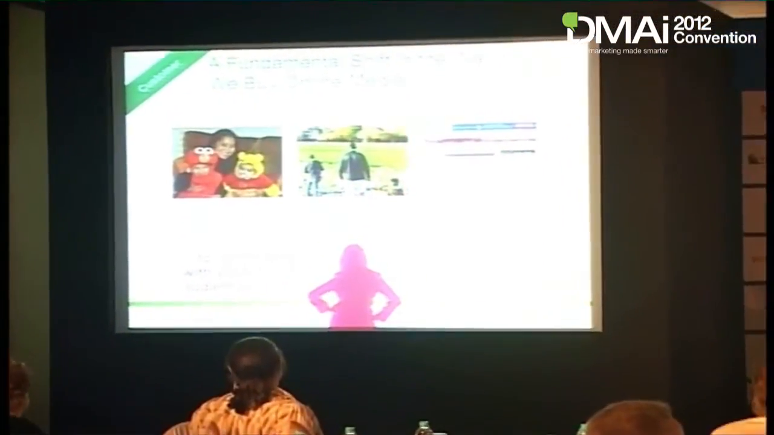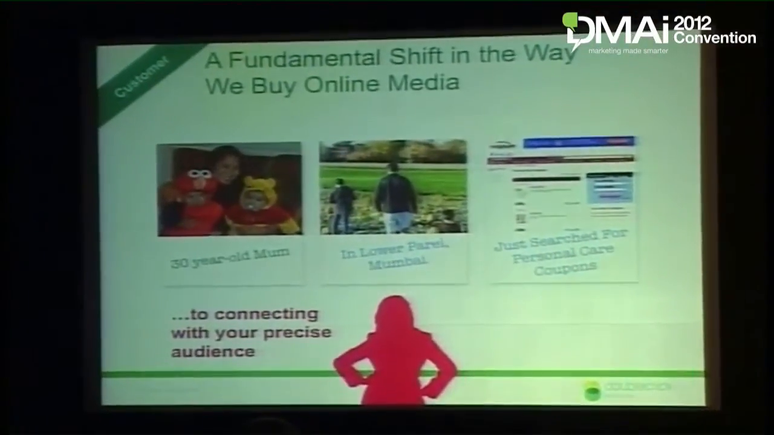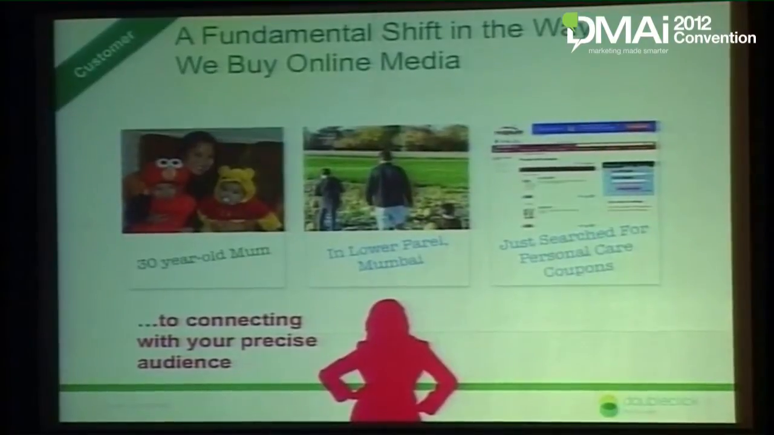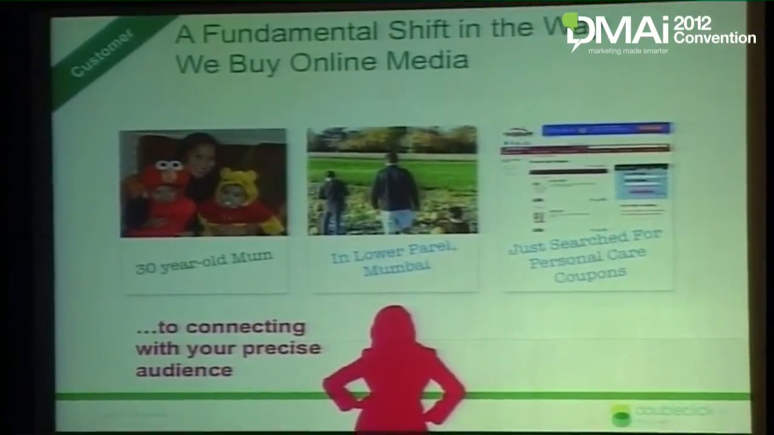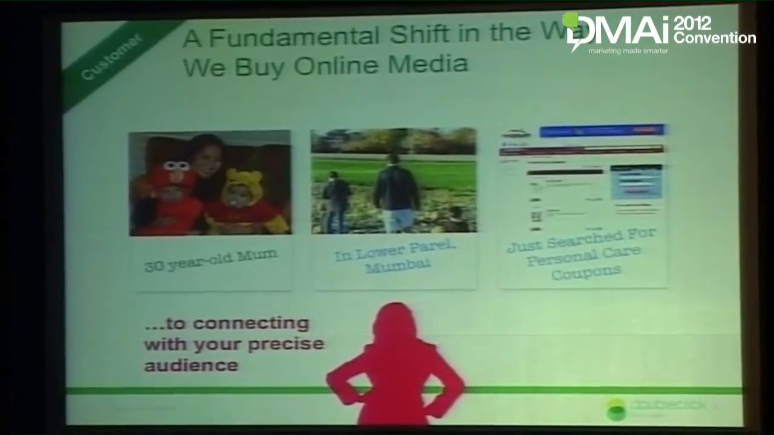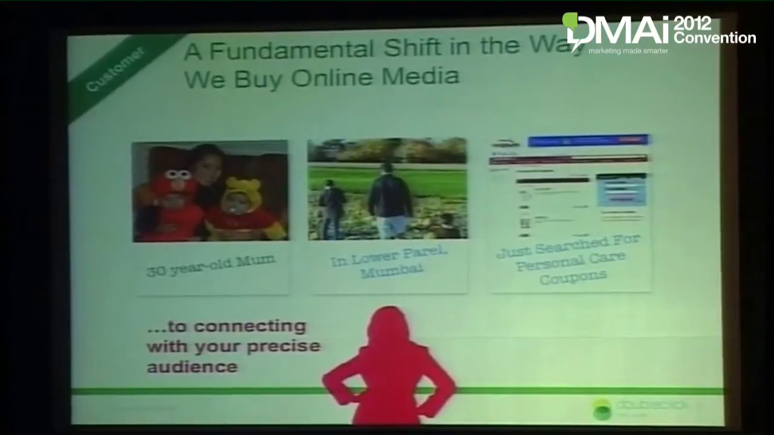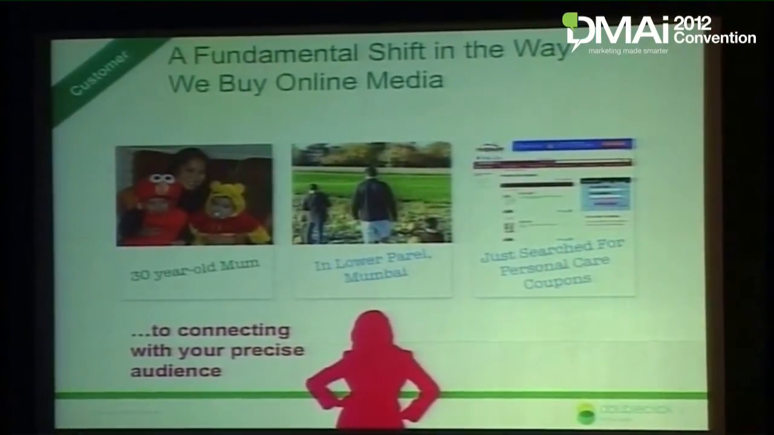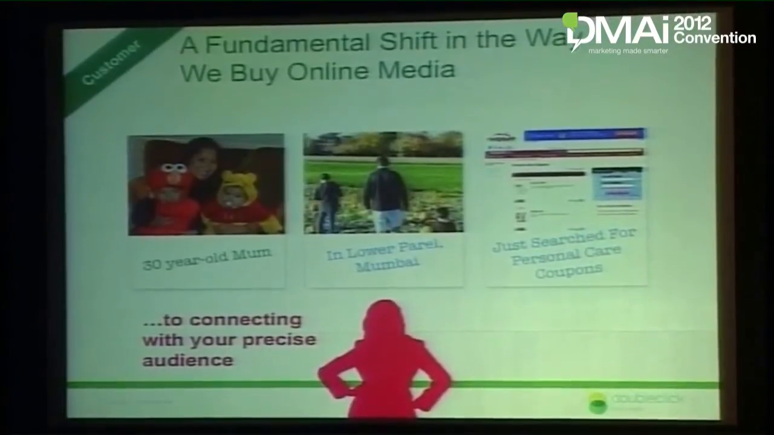Whereas, what we're really wanting to do is try and find that 30-year-old mum who happens to live in Parel, Mumbai, just down the road, who's interested in searching for a certain amount of coupons. So if we can make that connection a lot more precise with your audience, it's going to be a lot better than having this sort of vagaries of context.